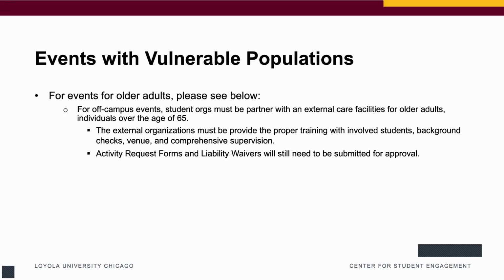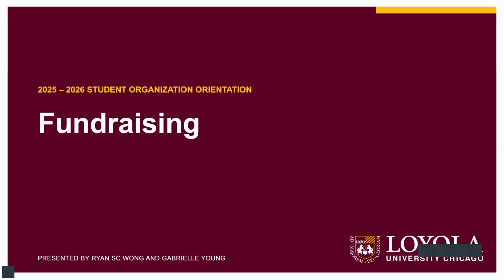So now for events with older adults, if it's an off-campus event, student orgs must partner with an external care facility for older adults. So those are individuals over the age of 65. That external organization must provide the proper training with involved students, background checks, the venue, and comprehensive supervision. And that activity request form and liability waiver will still need to be submitted for approval.